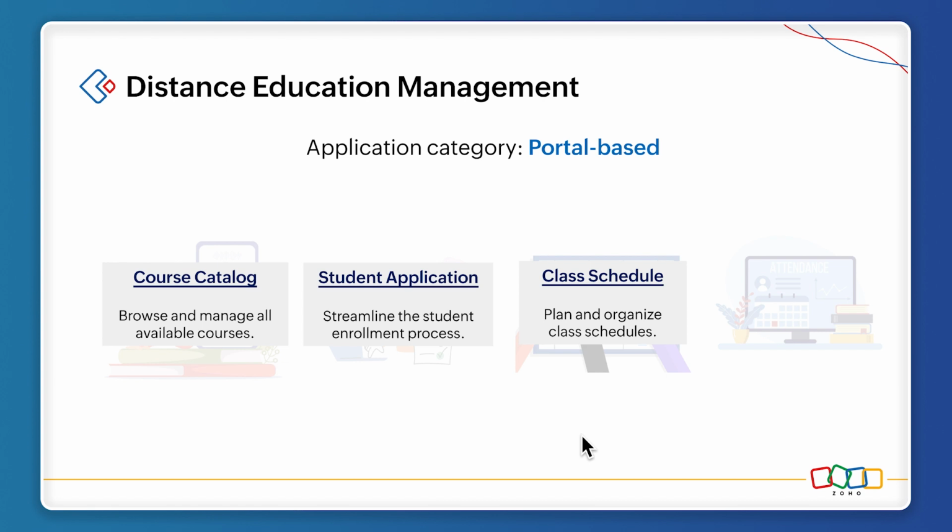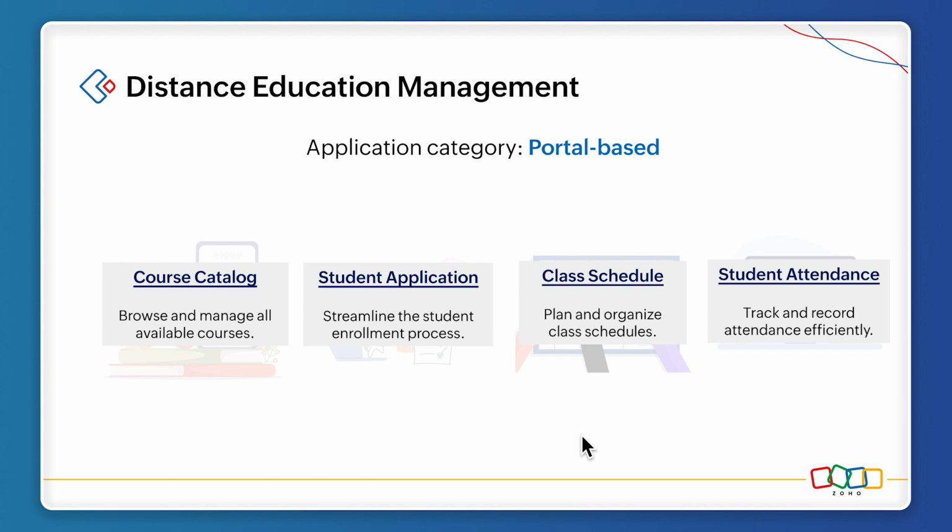Next, I have to plan and organize the class schedules, and also notify the students about the class schedules that we have planned for each and every course. And the last module is going to be the attendance tracker, where I have to manage all the student attendance for the classes that I have scheduled for each and every course. So these are the 4 modules that we have divided in this distance education management.